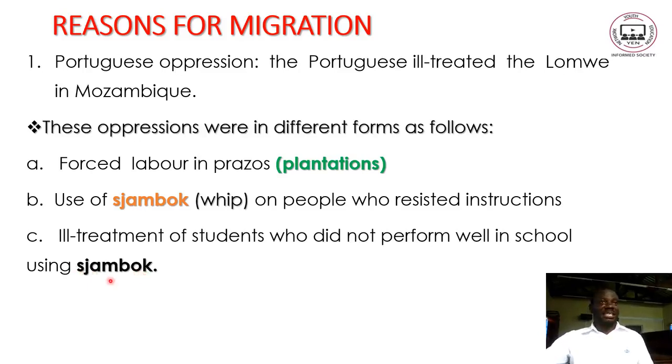Then the parents said, no, our children are going to die, let us migrate, let alone the school of the Portuguese. We cannot withstand the beating of our students in these schools with this shambok. So they decided to run away from school because of the shambok. They were ill-treated. They were badly beaten in school because of poor performance.